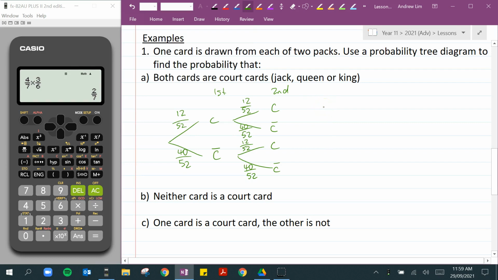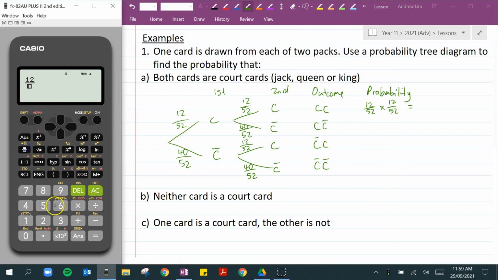So the probability that both cards are court cards, so let's just write the outcome. Court, court, court, not a court, not a court, court, and both of them are not courts. So the probability of court and court is 12 out of 52 times 12 out of 52. Which is 9 out of 169. And that's our answer for that one.